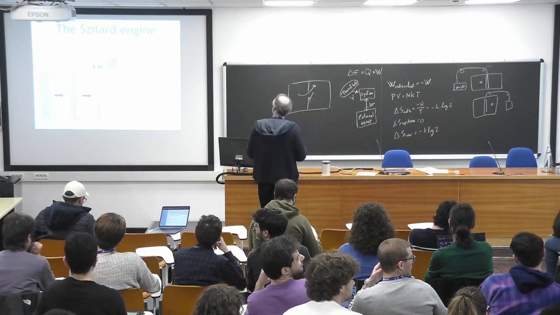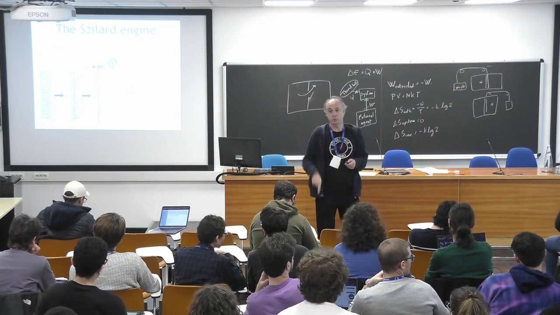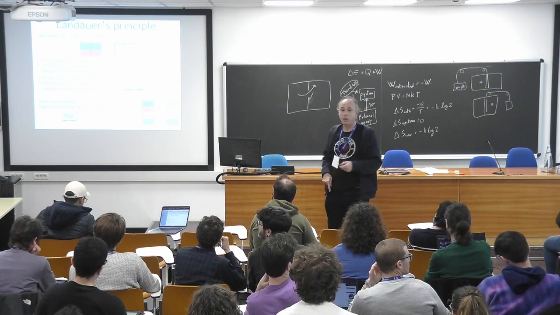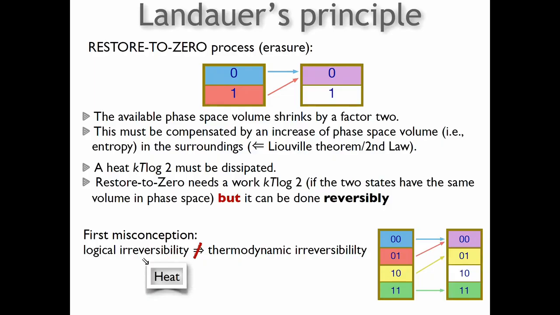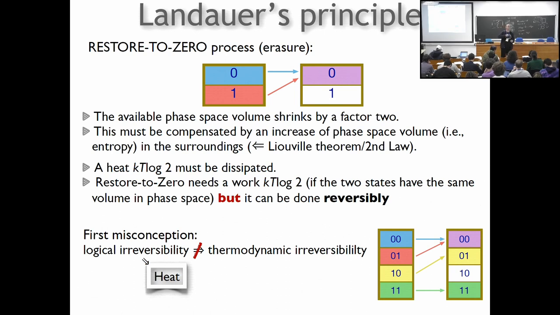Okay, so, the Szilard engine, 1922. People were working on the entropy cost of measurement and so on, until 1970, when Landauer found something which is kind of trivial, but it was a revolution in this business, not only on the Maxwell demon, but also on the thermodynamic consequences of information processing.